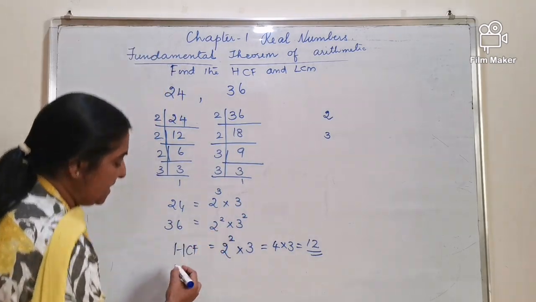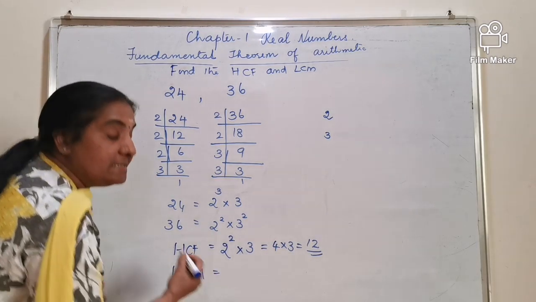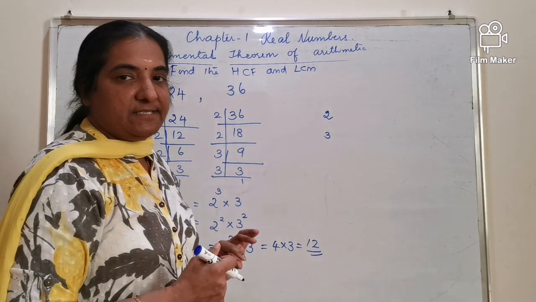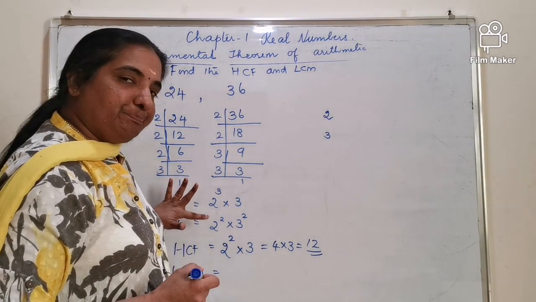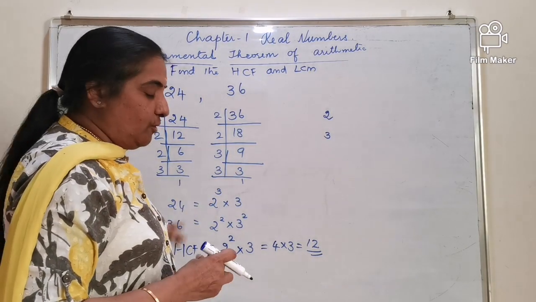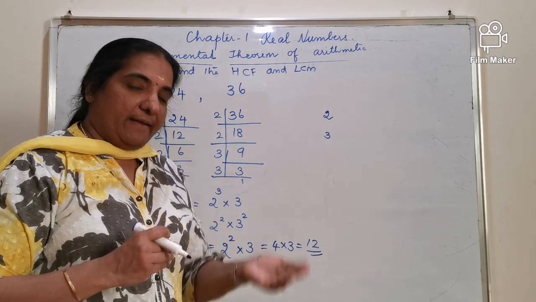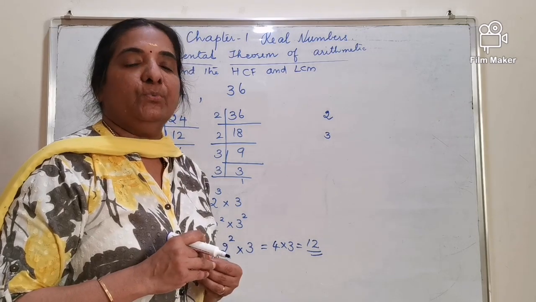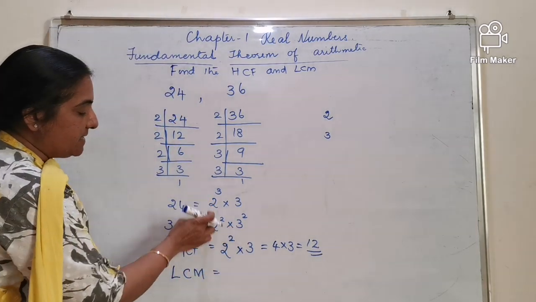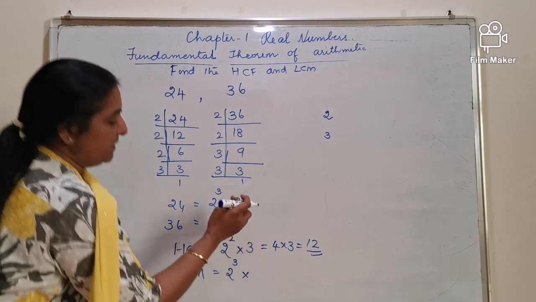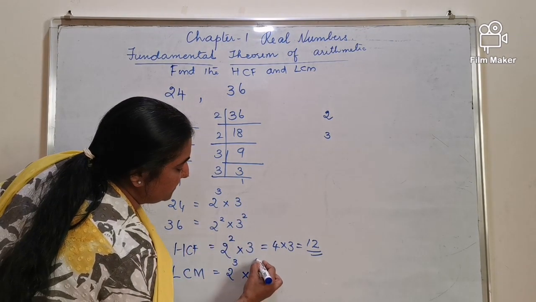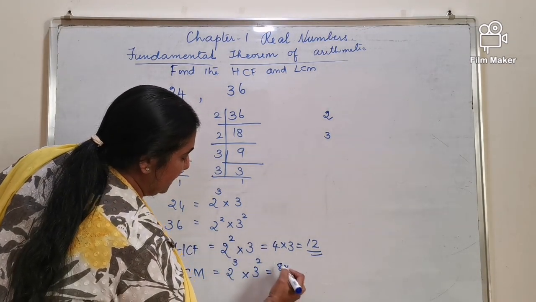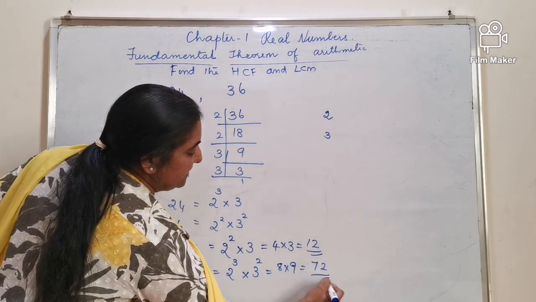Coming to LCM, it is least common multiple. It is a multiple. Again, what are the common factors here? The common factors are 2 square and 2 cube. For LCM, the highest power of the common factor we are going to take. The highest power is 2 cubed, and for 3 and 3 square the highest power is 3 square. So the LCM will be 8 into 9, it is 72.